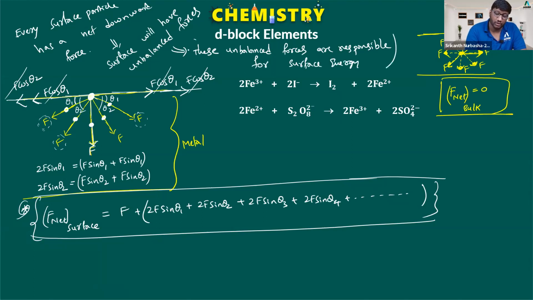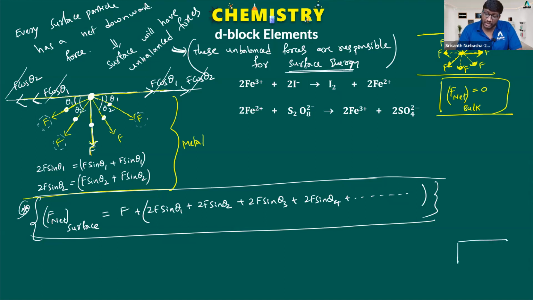Understand these carefully, students. It is not some basic stuff. I'm giving a very detailed explanation, so if you have any doubts, you are free to ask. Every surface particle will have a net downward force. Because of this net downward force, the surface will have unbalanced forces. Because of these unbalanced forces, the surface will have some energy which is called surface energy.